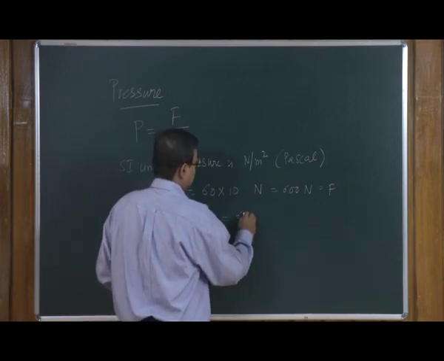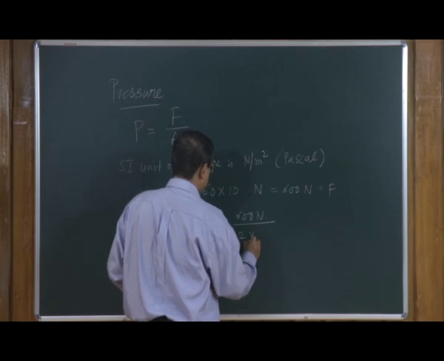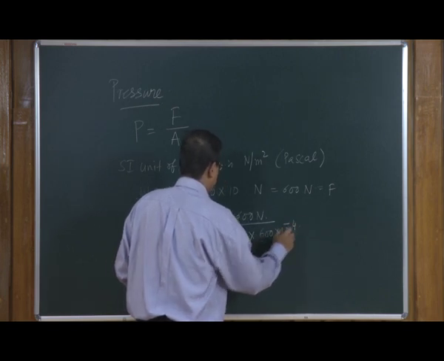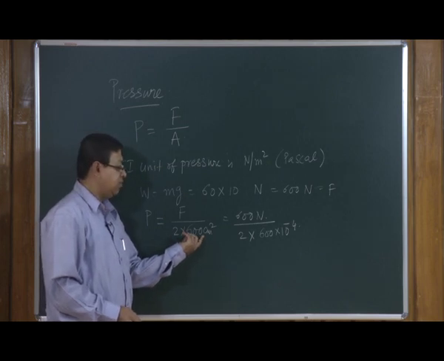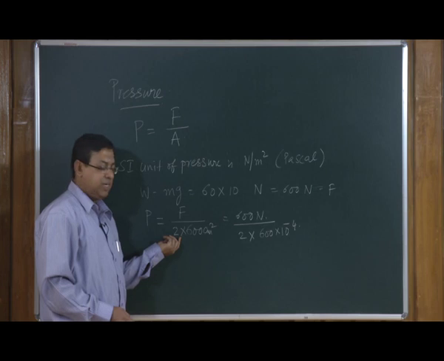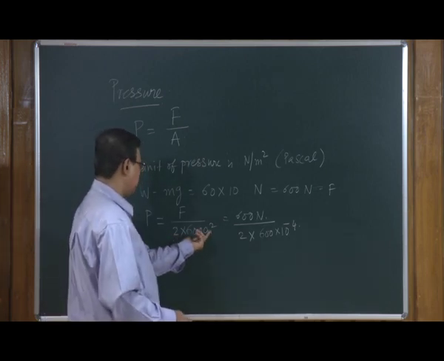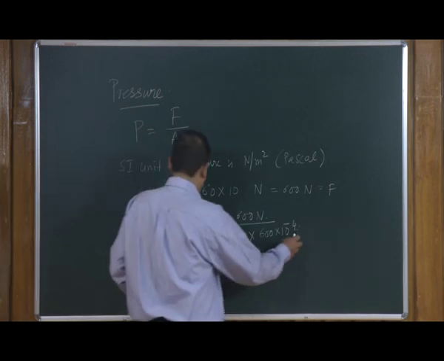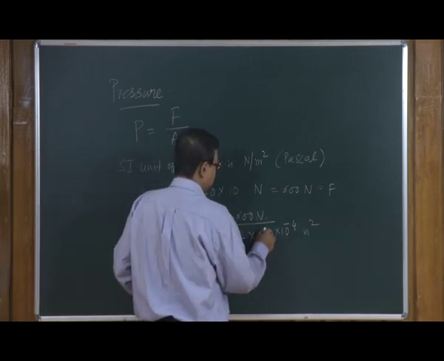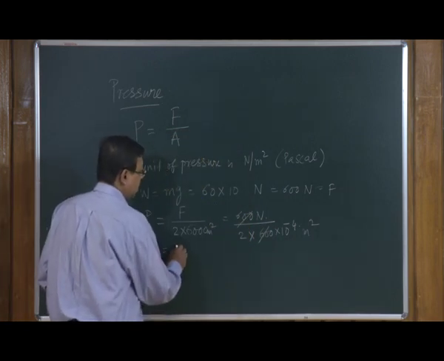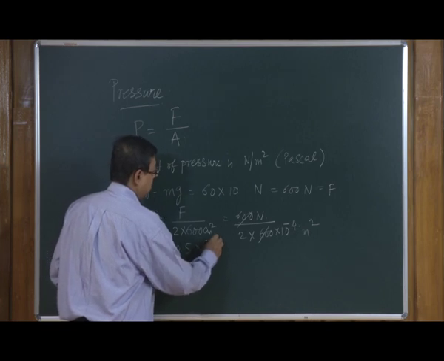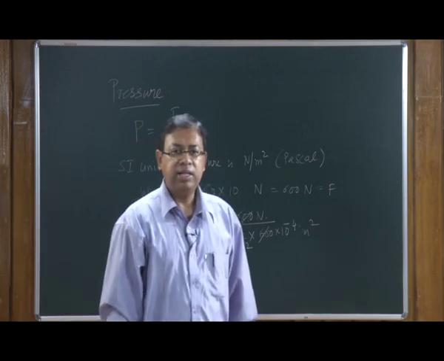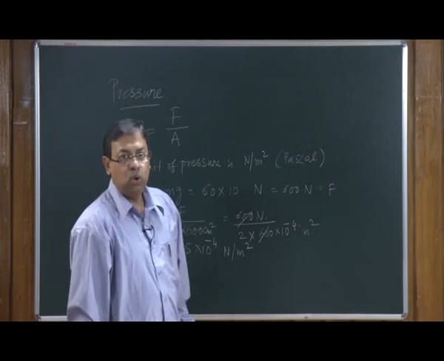So, this is equal to 600 Newton divided by 2 into 600 into 10 to the power minus 4. Each foot has an area of 600 centimeter square, so there are 2 feet, and 2 feet will have 1200 centimeter square. So, this is equal to meter square. So, 600 will cancel and this will be 0.5 into 10 to the power minus 4 Newton per meter square. So, that is the pressure that he exerts due to his own weight.